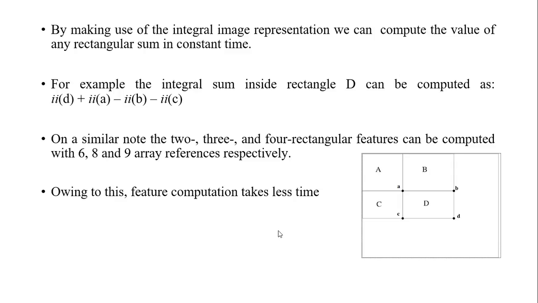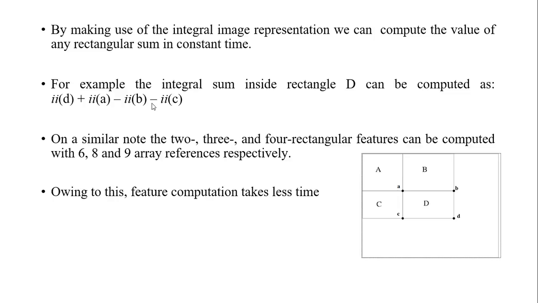Now the next step is to calculate the rectangular sum from the integral image representation in constant time. The image at the bottom right is an example that illustrates this function. Now for example, we have to calculate the integral sum inside the rectangle D. That is calculated as the integral image of point D plus the integral image of point A, subtracted by the integral image of point B, and that is subtracted by the integral image at point C.